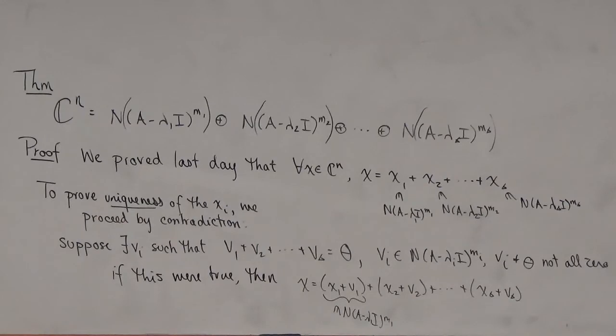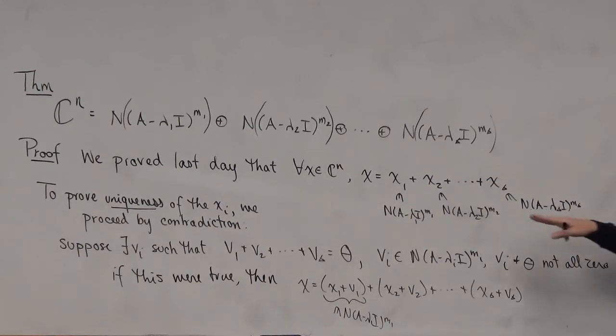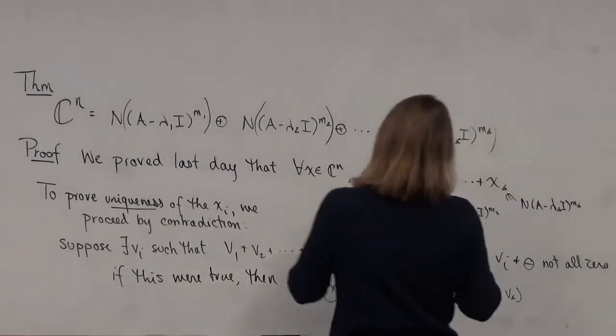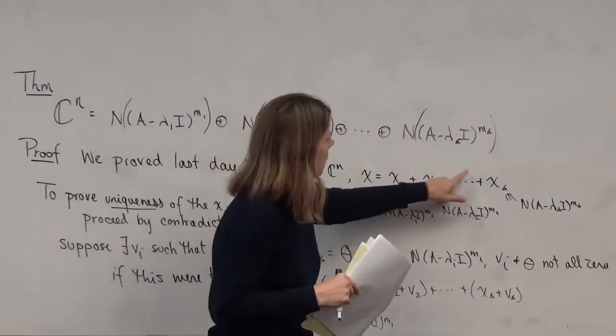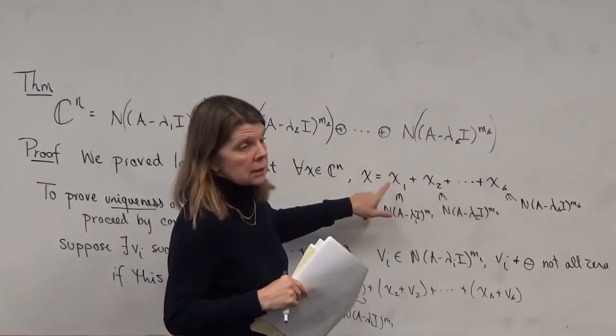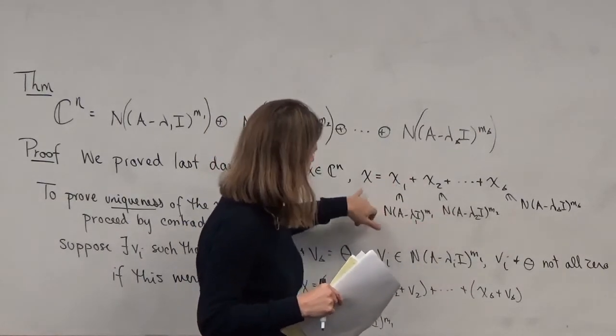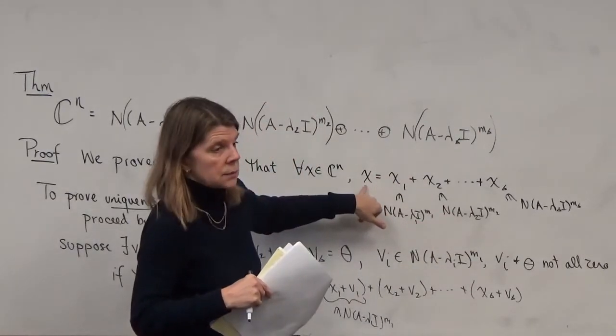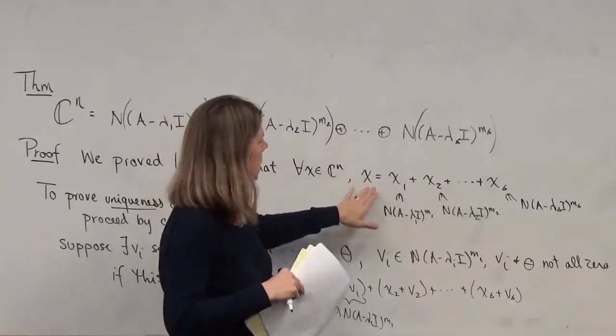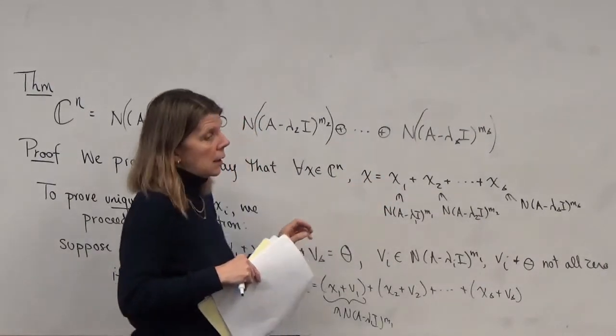So let's go through the logic again. To establish the uniqueness, I'm going to try to say that there's no other decomposition of x in this way, where each of these components belongs to these null spaces, which gives me x. And I'm going to prove that. That's what I mean by uniqueness, and I'm going to prove it by decomposition.